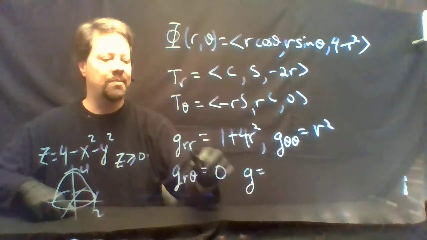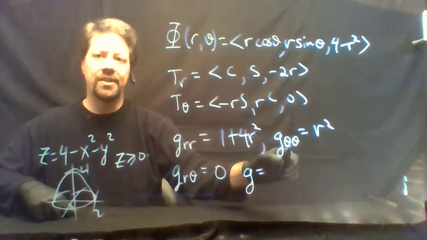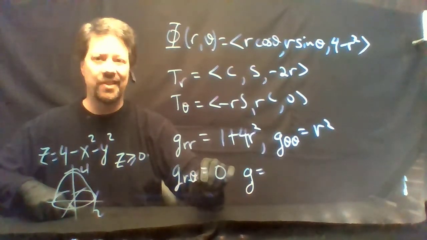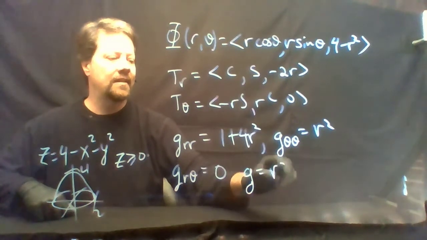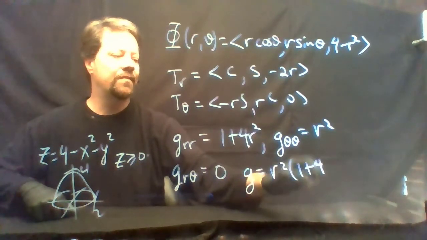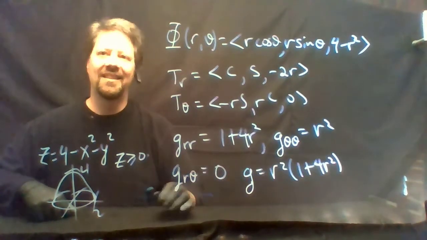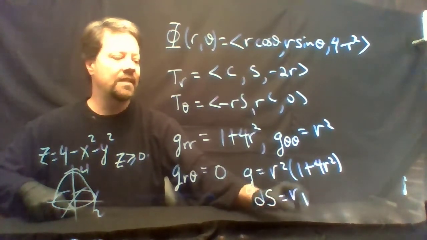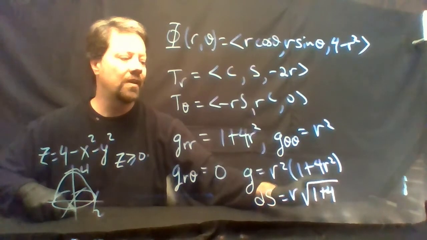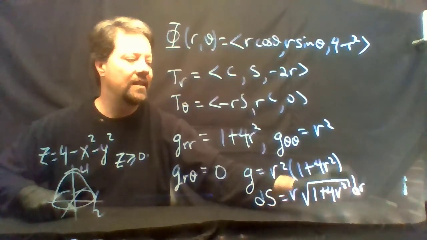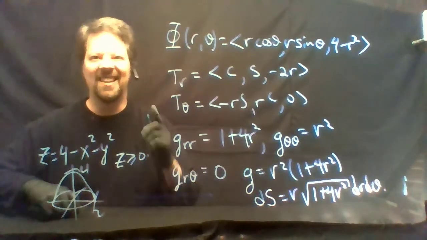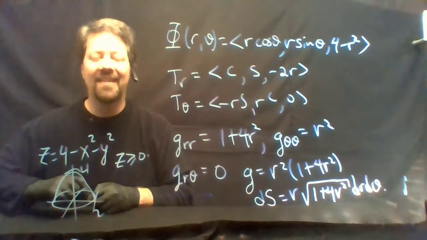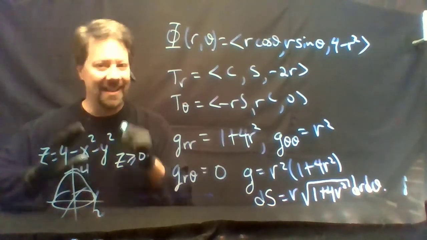G then is the product, GRR G theta theta minus G r theta squared. That's going to be r squared times 1 plus 4r squared. It follows then that the surface element will be r times the square root of 1 plus 4r squared, dr d theta, exactly as before. The rest of the computation will go in exactly the same way.